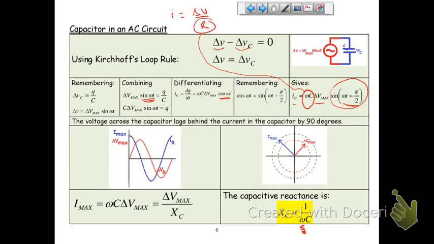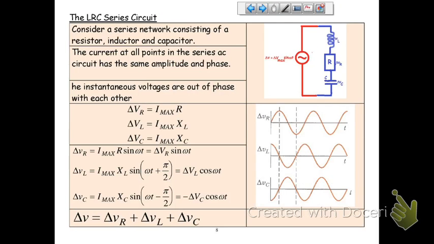Now, they don't introduce it that way because the experiment is you apply a voltage and you look at what current comes out. But when you put these three things together, it is the current that is constant. So we kind of switch it around. And again, this is learning it. I'm going to go, oh yeah, the voltage across the inductor is always 90 degrees ahead of the voltage across the resistor, which is 90 degrees ahead of the voltage across the capacitor.